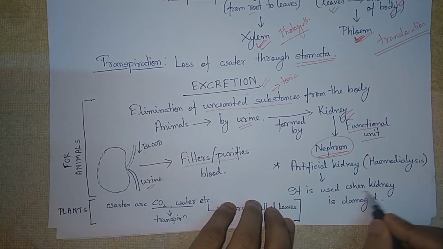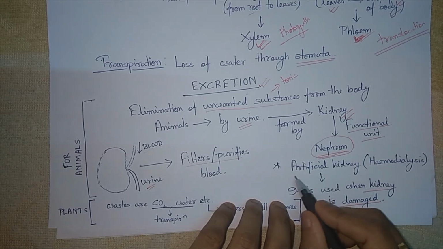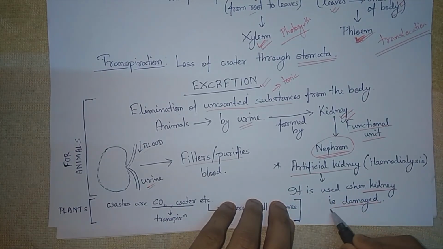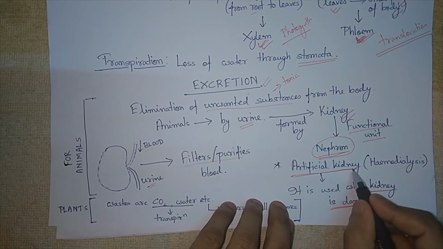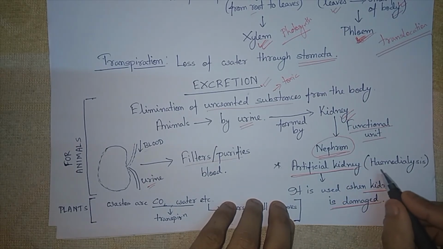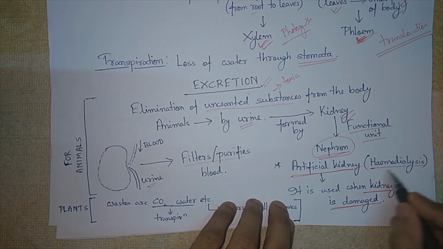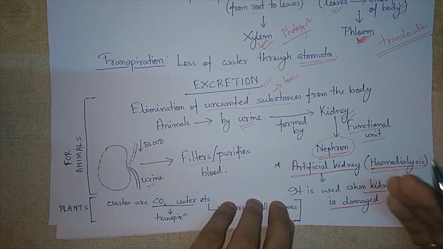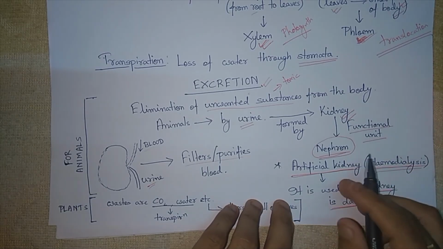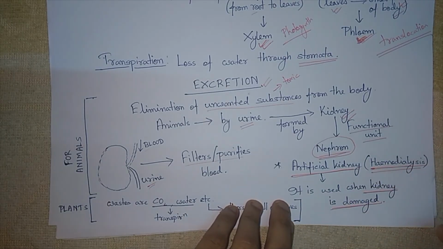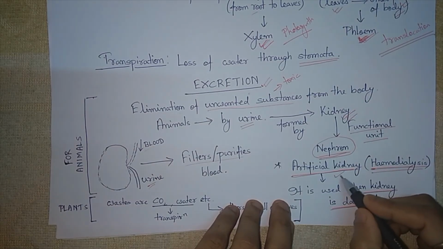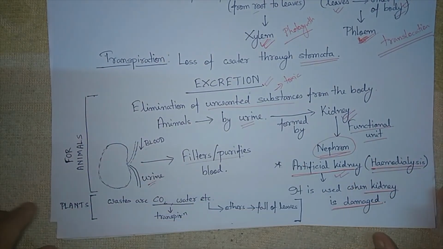When the kidney is damaged, we need an artificial kidney. The process is hemodialysis. Though the person does not survive on this device for a long time, for the time being, it can help in the excretion process.